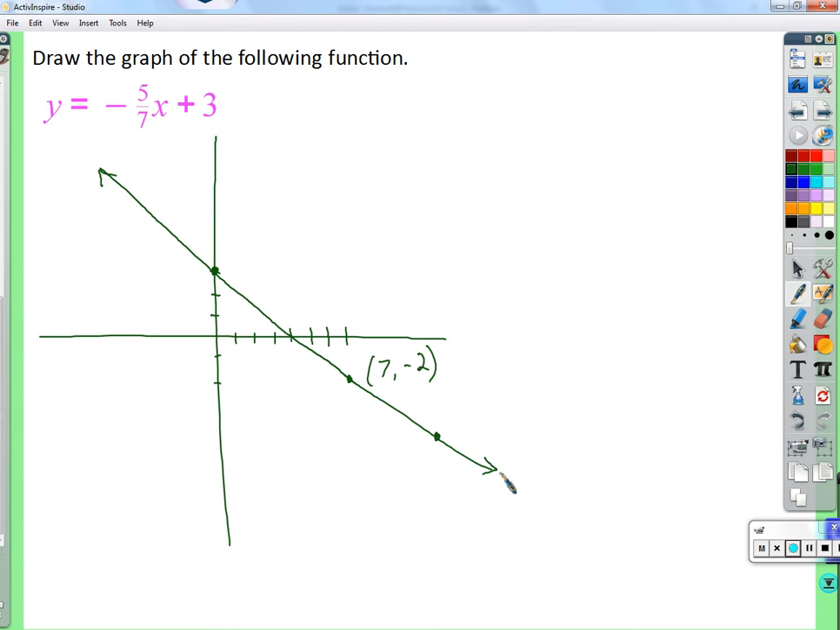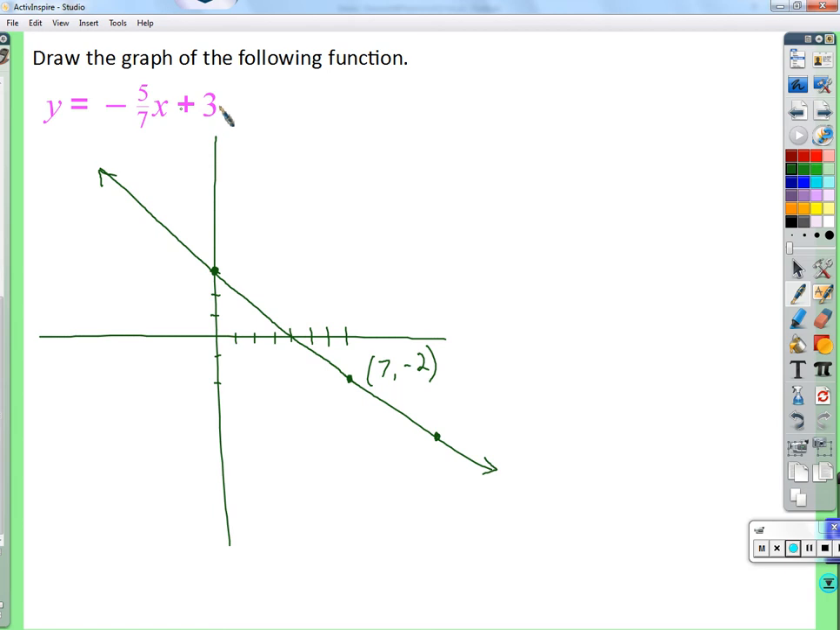So, any point that we pick from the line, well, the line is made of all these points that make the equation true. So if I pick a point on the line, and plug in that x and that y, it'll make the equation true. Okay. So let's look at this point, 7, negative 2. If I plug in 7 here, what will this turn into when I combine everything together?